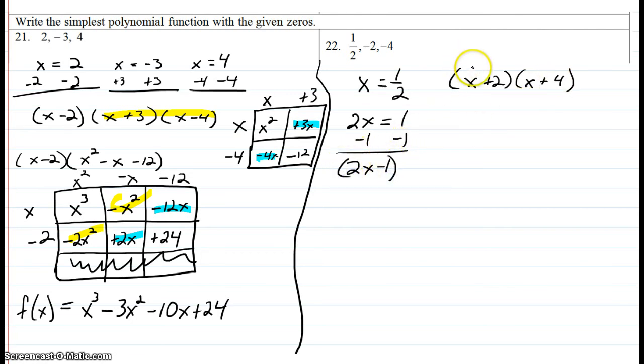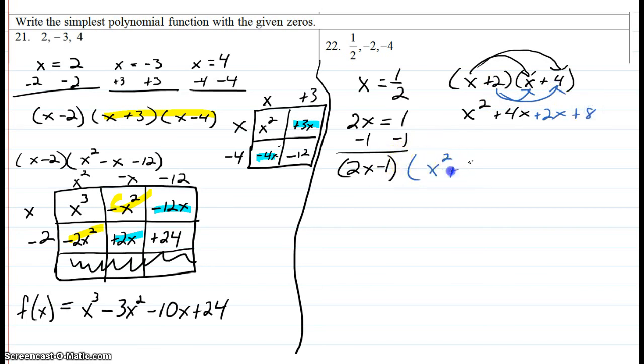Alright, since these are already up here, let's go ahead and multiply. So since I did the box over here, I'm going to just distribute. So x squared plus 4x. Let's change the color. 2 times x, and 2 times 4. And so now that's going to become x squared plus 6x plus 8.